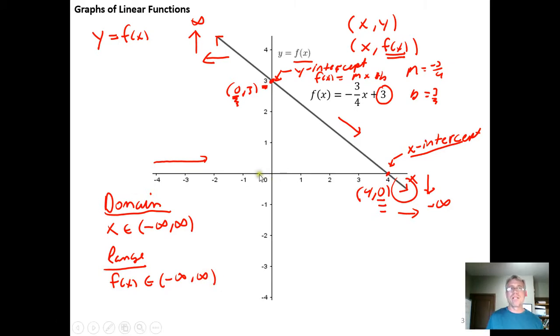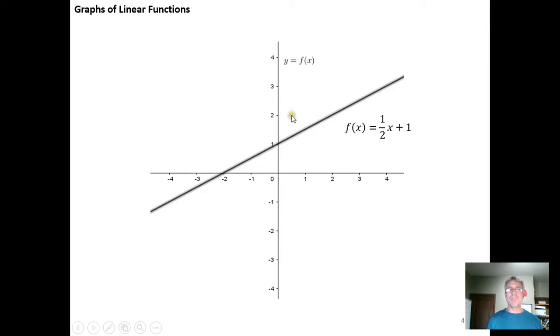The graph of a linear function can also move uphill as we move from left to right along the input or x-axis. And what we want to notice is that if the graph is moving uphill, the slope value is going to be positive. We still have a y-intercept right here located at 0, 1. Again, the x-coordinate on the y-intercept is always going to be 0.